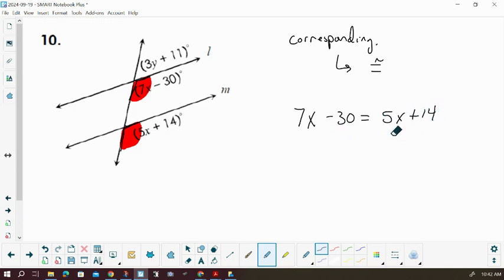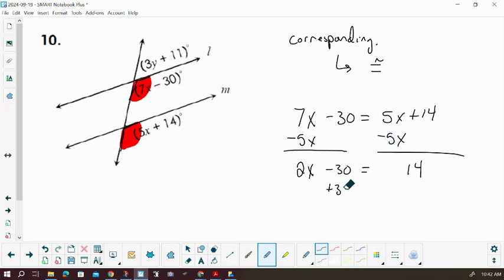Now that I have this, I'm going to work on my algebra, right? I'm going to find x. I'm going to start by solving for x by getting rid of this 5x on the right-hand side. I don't want an x on both sides of the equation. 7x minus 5x is 2x. We have a minus 30. We have an equal sign. And we have a 14. 5x minus 5x is gone.